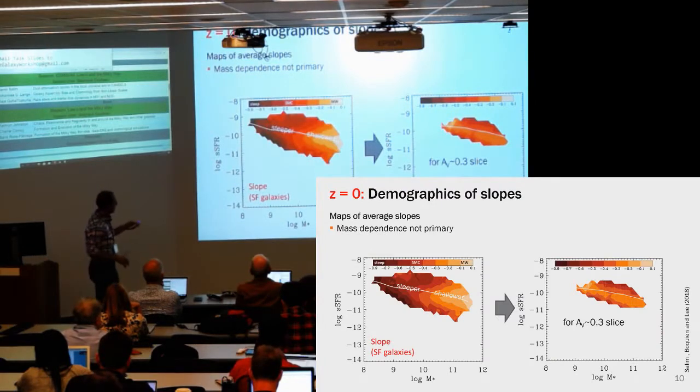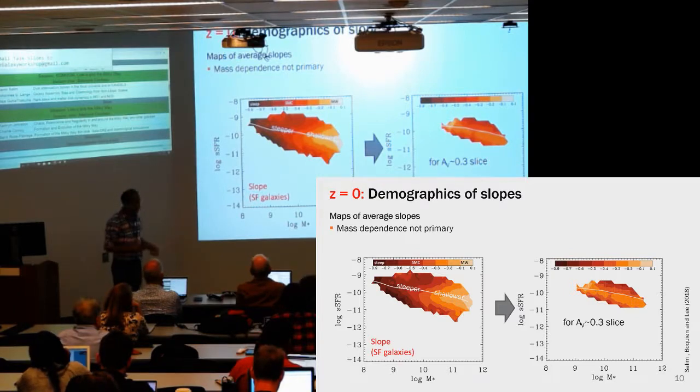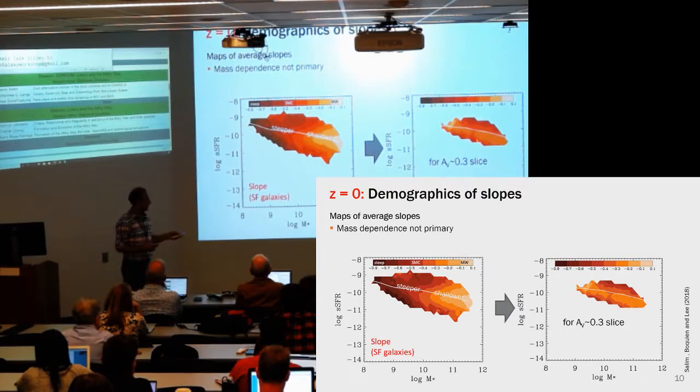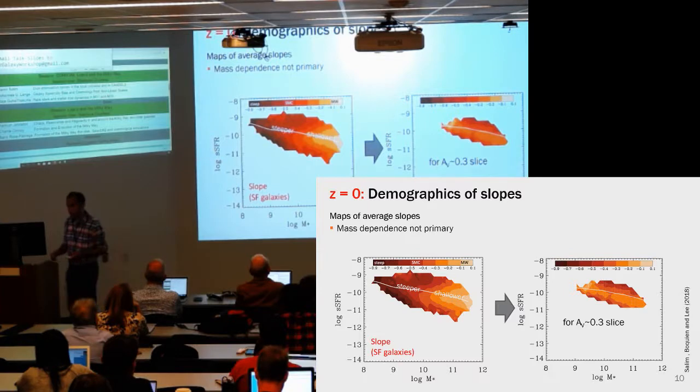Again, the same plot that I showed, if we take just one slice in AV, you can see that the mass dependence has gone away. But there actually is some dependence on the SSFR as well. Right now we don't really know whether the radiative transfer models quite explain that, so that will be something to look into.